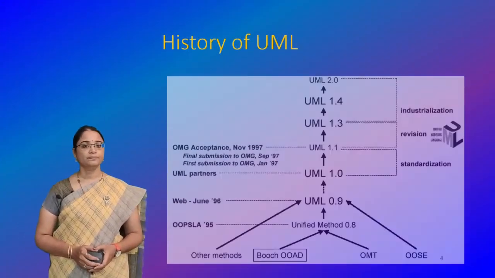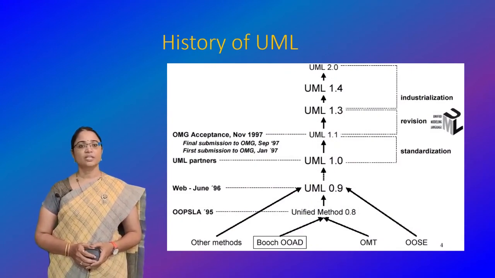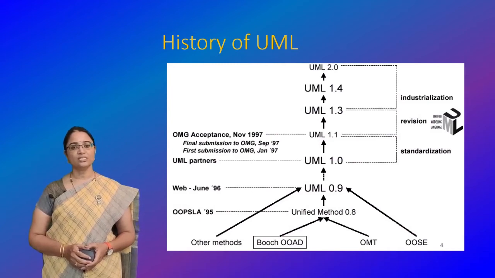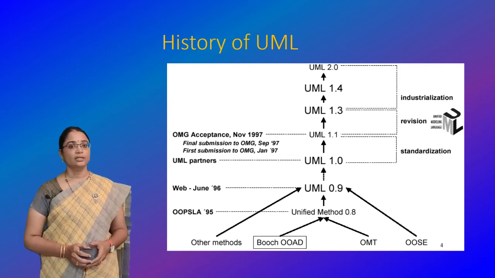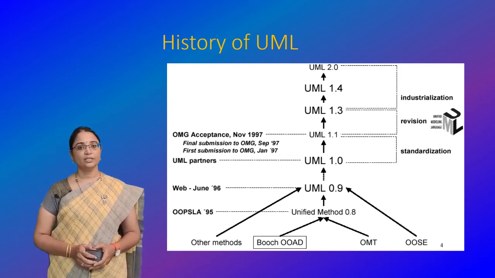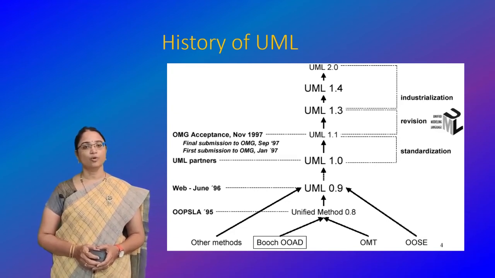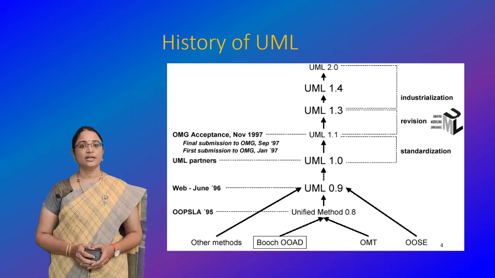So you can see the figure in the diagram. If you go through the figure, here we have three methods: Booch OOAD method, OMT, object modeling technique, and OOSE, object oriented software engineering, and other methods were combined, and it produced the Unified Method 0.8. Next, the other methods were again taken up by the OMG and combined with the other methods. And next development is UML 0.9, and next UML 1.0, that is the standardization.